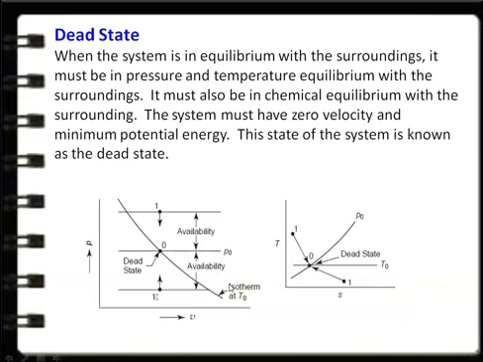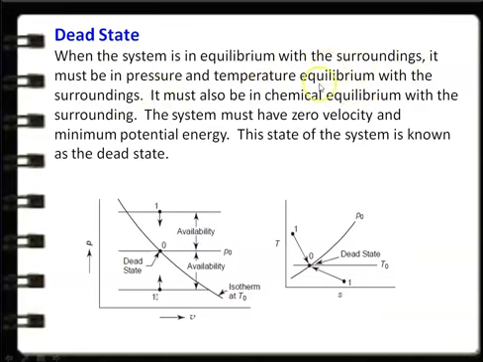Then, dead state, the atmospheric state. To be simple, the atmospheric state is known as dead state. When the system is interacting with the surrounding condition, it is called the dead condition. When the system is in equilibrium with the surrounding, it must be in pressure and temperature equilibrium with the surrounding.